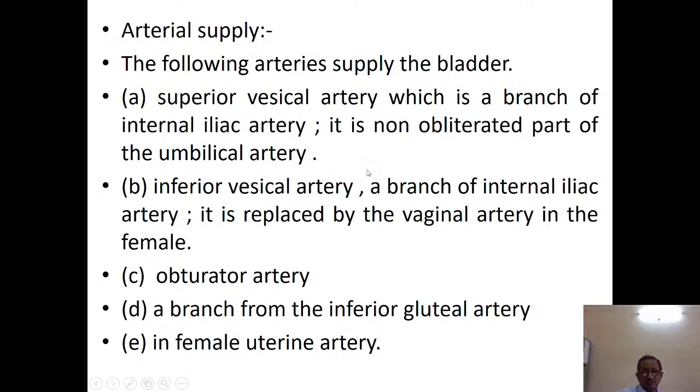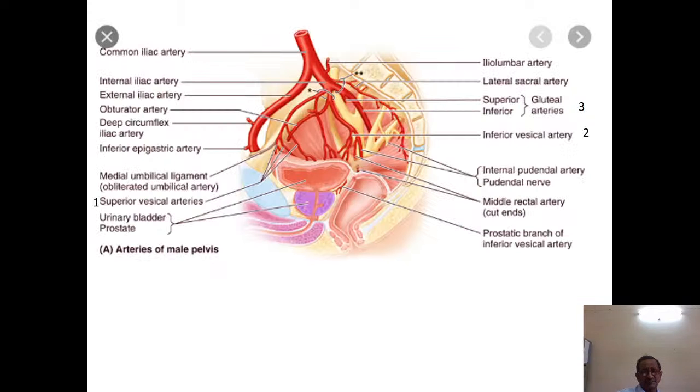So we are having superior and inferior vesical arteries, which are branches of internal iliac artery. Then we are having an obturator artery. Then a branch from inferior gluteal artery. Then of course in the female, the uterine artery. So these are the arteries that are supplying the bladder.